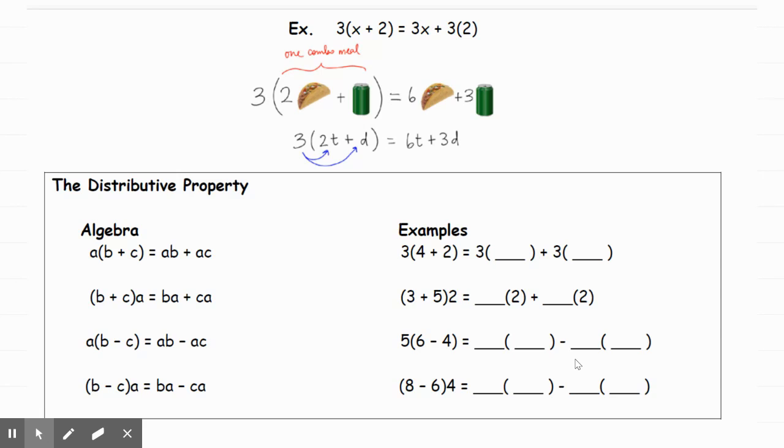All right, so this is what the distributive property is saying. It's saying when you multiply a quantity that is being added or subtracted, it's the same thing as multiplying the number outside of the parentheses by each individual thing inside the parentheses.